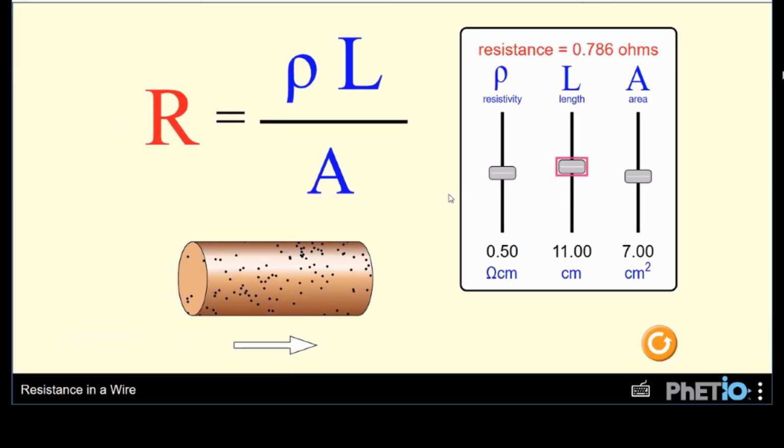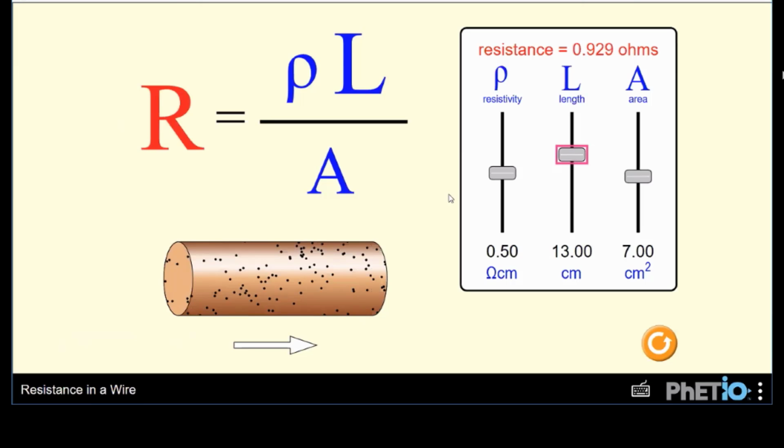L length slider, 10. 11.00 centimeters. As letter L grows, letter R grows. Resistance. It's interesting how the pitch of the tone changes as you play with the various items in the equation. 12.00 centimeters. As letter L grows, letter R grows. Resistance now 0.857 ohms.